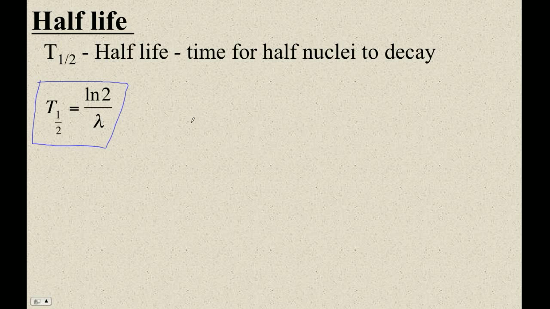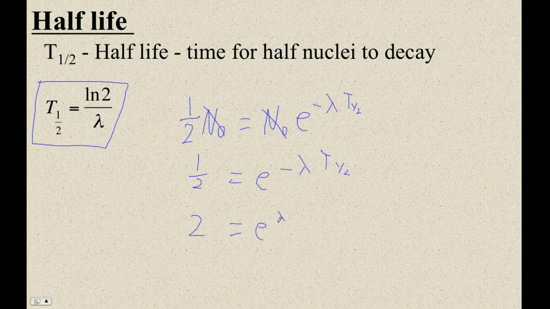We can derive this formula. Let's do this. I know that a half N naught equals N naught e to the minus lambda times the half-life. This is the definition. So it is the time at which, using this formula, you get half the original. So now we can get rid of those N naughts, and we can rewrite this: 1/2 equals e to the minus lambda t 1/2. And then I can rewrite it this way: 2 equals e to the positive lambda t 1/2, because of some math trick.